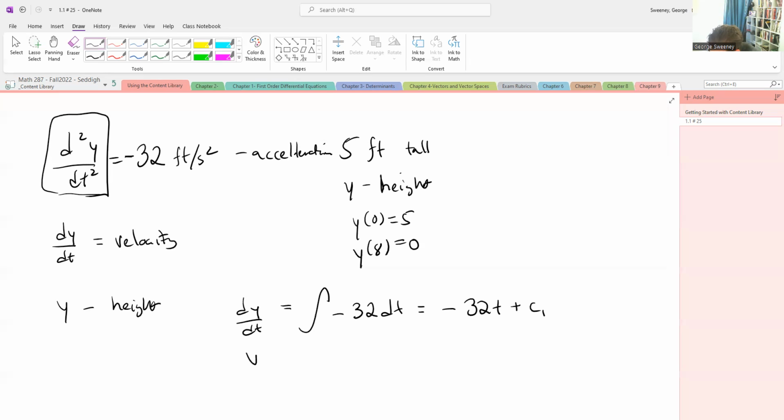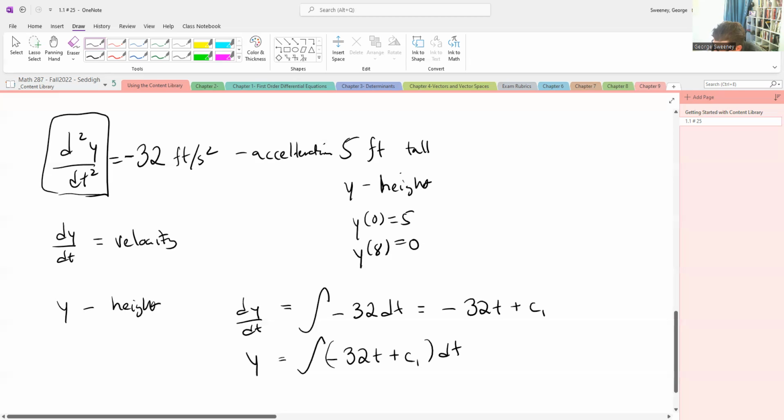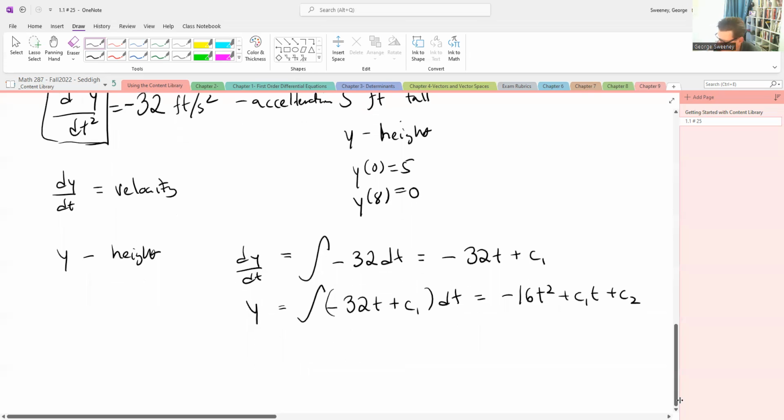Awesome. Now I'm going to find y, and how I'm going to find y is I'm going to take the integral again. That's the integral of negative 32t plus c1 dt. And that's going to end up being negative 16t squared plus c1t plus c2. Okay, and that's just straight power rule.